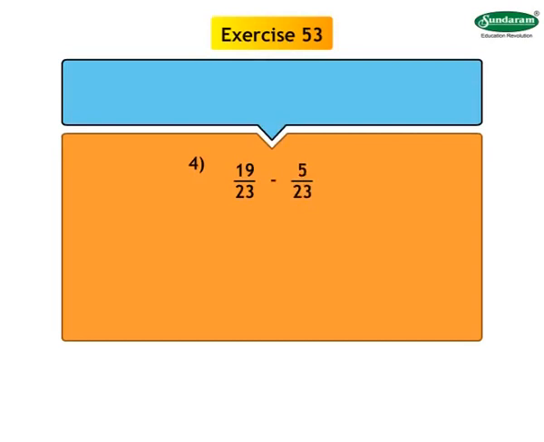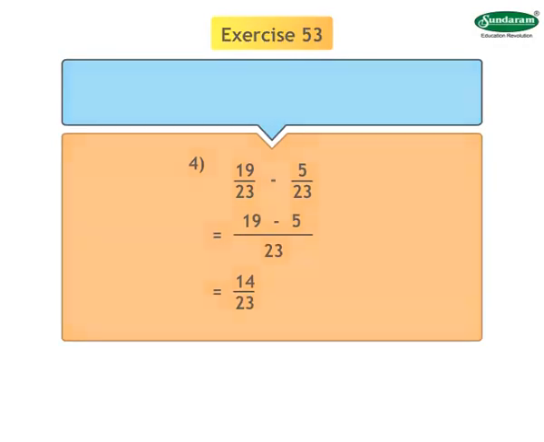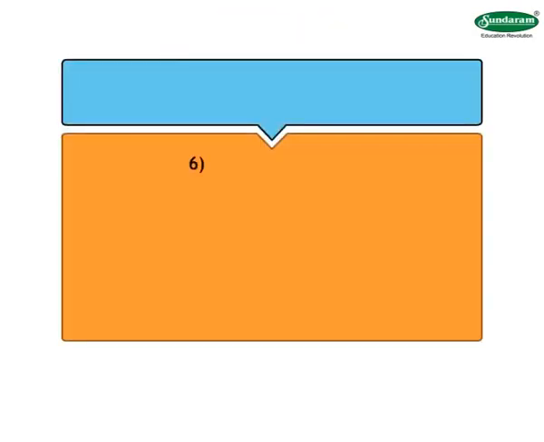Subtracting the numerator of the second fraction from the numerator of the first fraction and keeping the common denominator as it is, we get 19 upon 23 minus 5 upon 23 is equal to 19 minus 5 the whole upon 23, which is equal to 14 upon 23. 6. 37 upon 16 minus 11 upon 16.